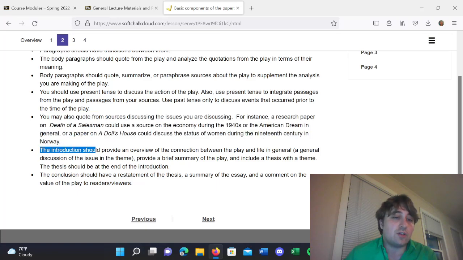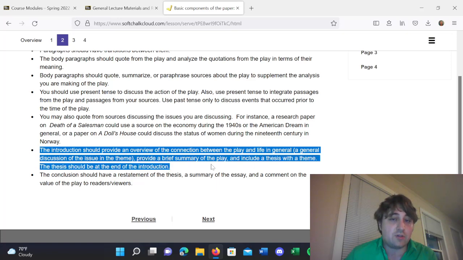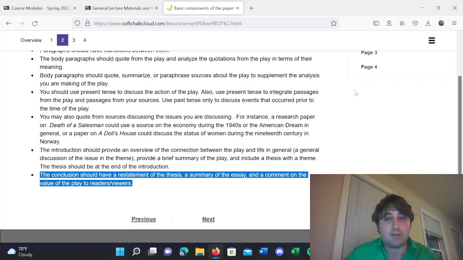The introduction should provide an overview of the connection between the play and life in general, a discussion of the issue and the theme, provide a brief summary of the play, and include a thesis with a theme. The thesis should be at the end of the introduction. The conclusion should have a restatement of the thesis, a summary of the essay, and a comment on the value of the play.